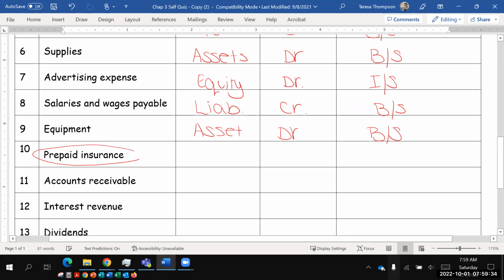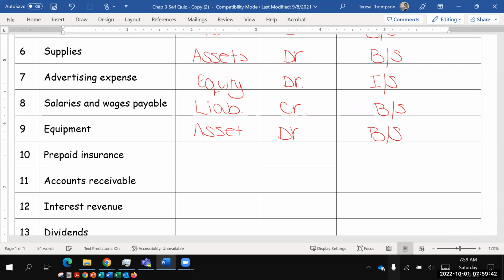This is a new one. This was in the reading. You had 2 new accounts this chapter. Prepaid insurance is one of them. So anytime you see the word prepaid insurance, prepaid rent, that's an asset. Think of it just like supplies. We're paying for something in advance of using it.